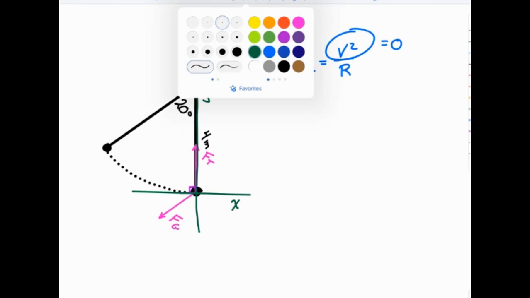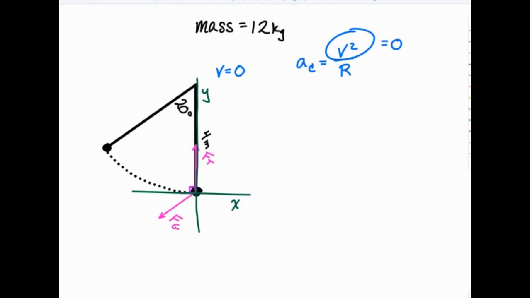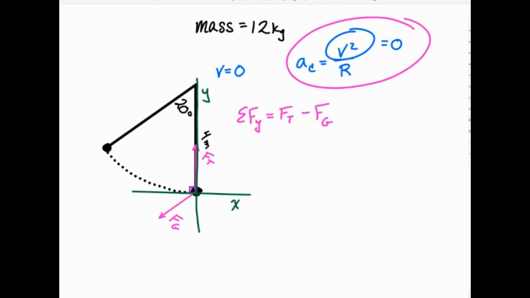So then in my y direction, I'm going to have my tension minus my gravitational force. And in that y direction, it is not accelerating because my velocity is 0. So if I think about this part again, that is the direction that it would be accelerating if it was moving. But I am not going to have that because it's not moving. So this is just going to be MA, where my acceleration is 0.